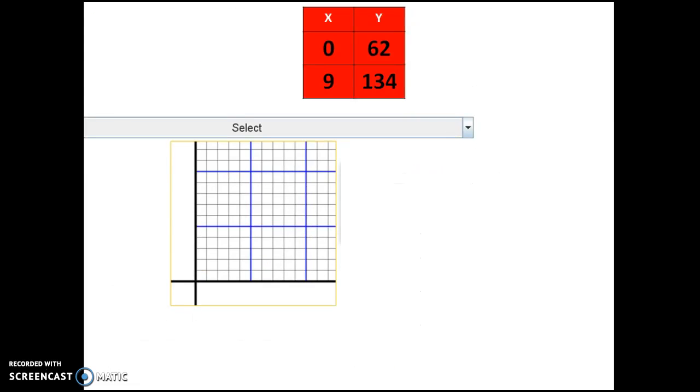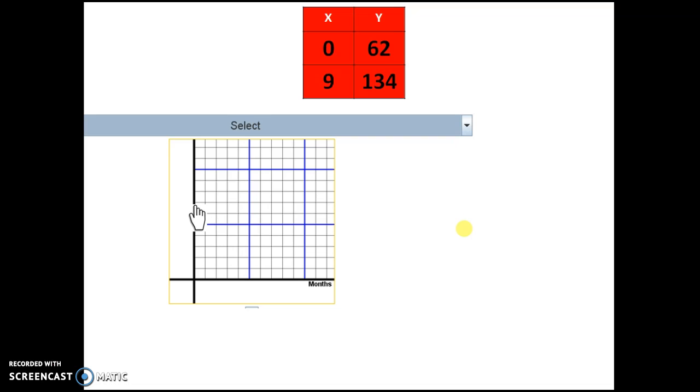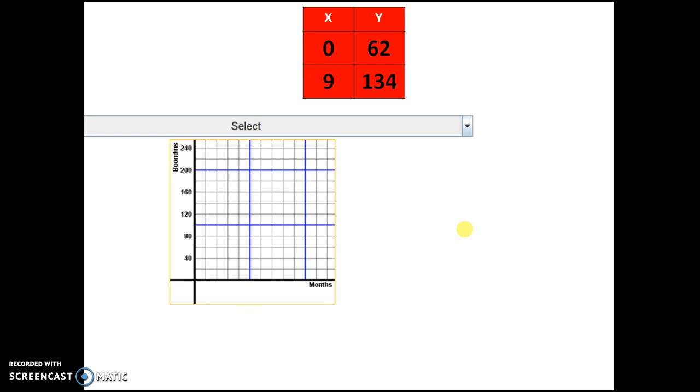So let's take a look at how we're going to graph this in Get More Math, and we're going to follow some steps here. So the first thing we need to do is click on the x-axis. Okay, and that's going to ask us for an x label, and there you want to either type or select our units, our months. And we're going to count by 1s there. And then our y-axis, our units here is Boondins. We're going to count by 20. We already graphed this. I just want you to see how to do it in Get More Math now.